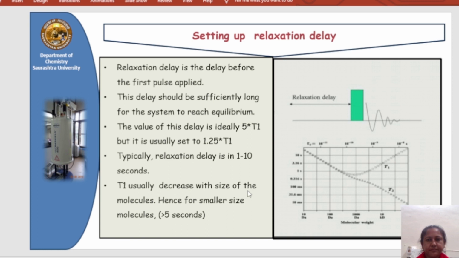T1 usually decreases with the size of the molecule. Hence for smaller molecules, T1 is less than 5 seconds. So remember to bring the magnetization sufficiently back to equilibrium, because when we apply this pulse, the FID signal has come to the XY plane during this period, away from the Z axis. So after repetition of this process, the signal along the Z axis is necessary to start the process. Given delay is necessary, so why do we give it?